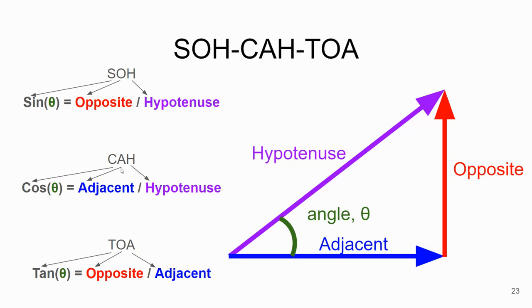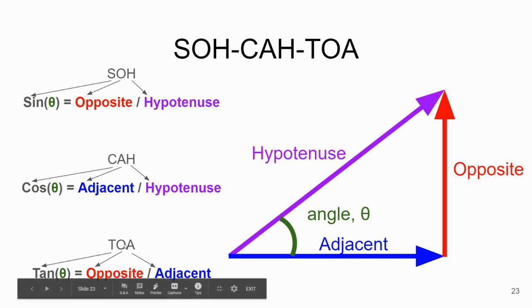CAH: the C tells you cosine theta, and that is equal to the middle letter, A for adjacent, divided by the third letter, H for hypotenuse. And then TOA. The T tells you tangent of theta, the O means opposite, the A means adjacent, so opposite divided by adjacent. So that's what SOHCAHTOA means.